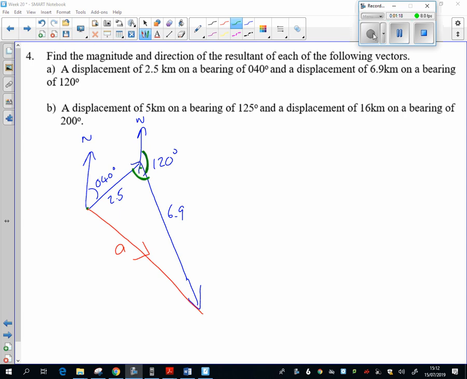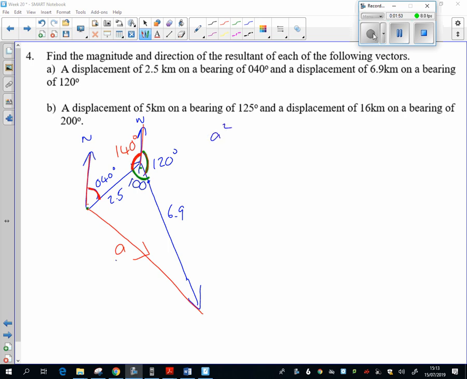Well, I know that that's 120 degrees. And if I look here, these two lines are parallel because they're both going due north. So I also know that that angle plus that angle adds up to 180. So I know that that's 140, and I know that that's 120. If they add up to 260, that angle must be 100, because those angles add up to 360. So then I can go into cosine rule.